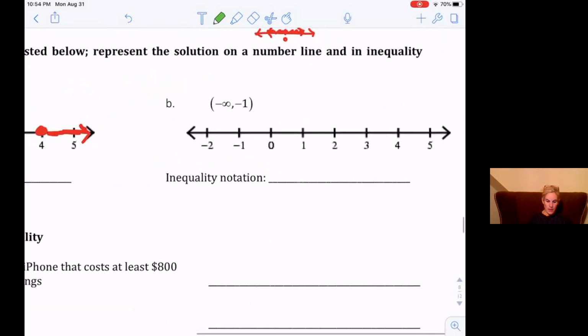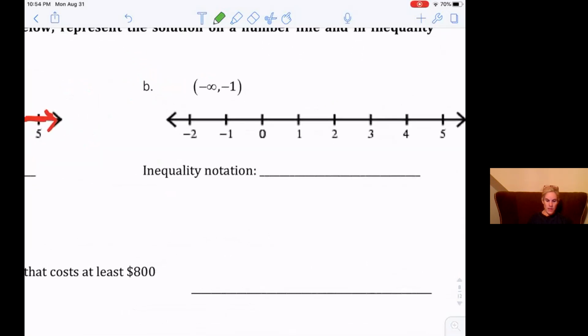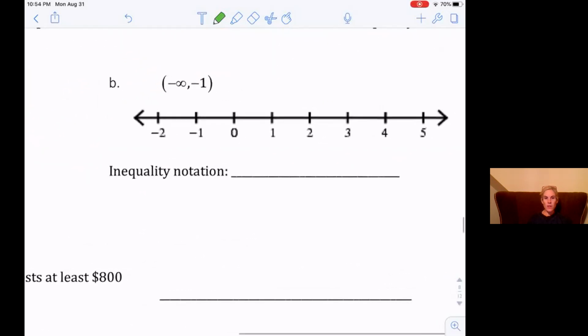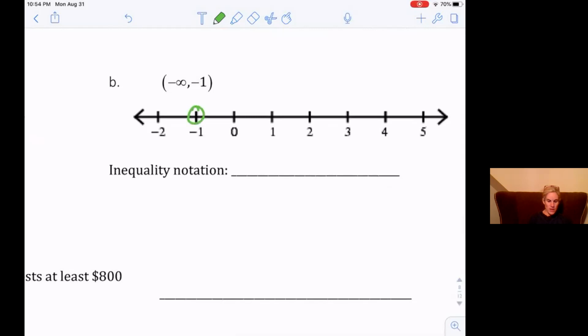All right, B, inequality notation. We got negative infinity to negative 1. Okay, so for this one, we want to put negative infinity, and then we're going to go to negative 1. So negative 1 is the number we're going to center around. On negative 1, I'm going to use a parentheses or an open circle because there's a parentheses.